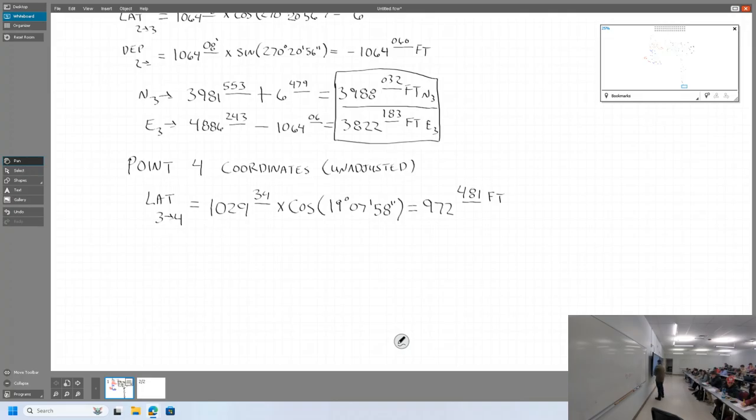Now, if we go down and calculate the departure from 3 to 4, it is, again, the slope distance times, this time, the sine. That gives us 337.375.